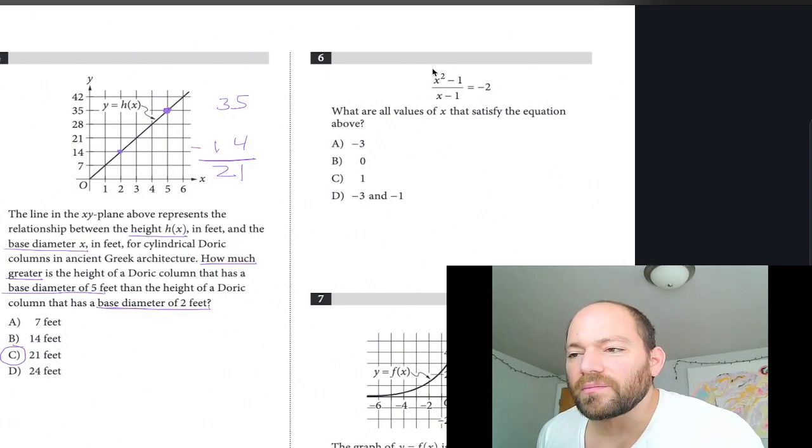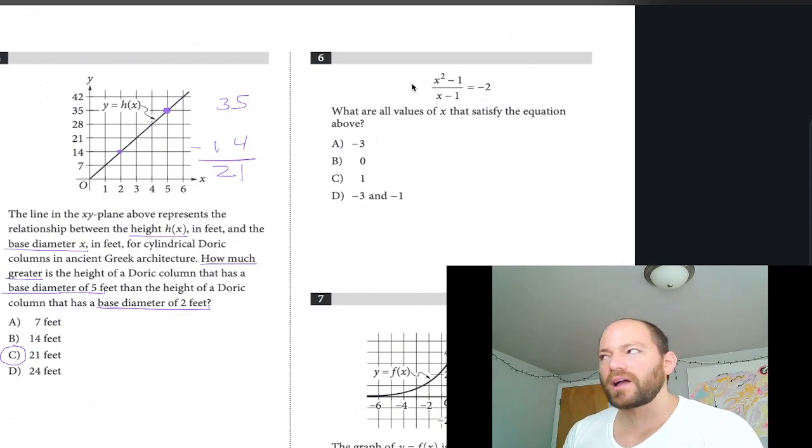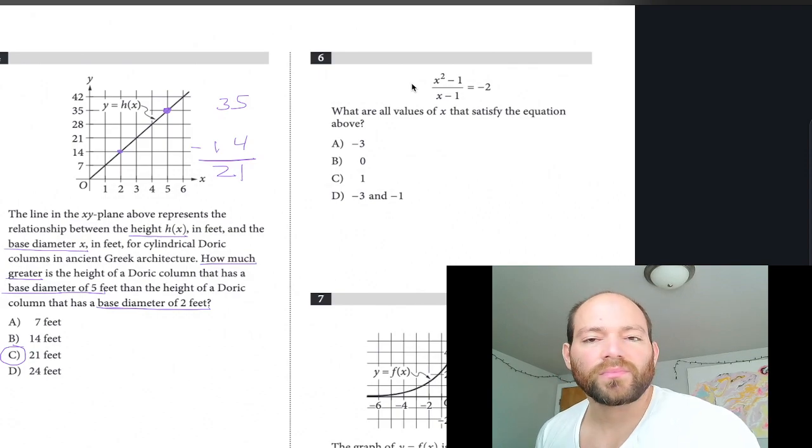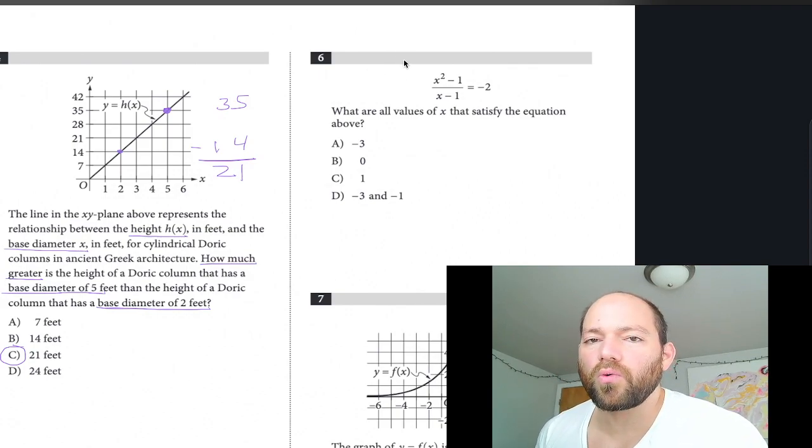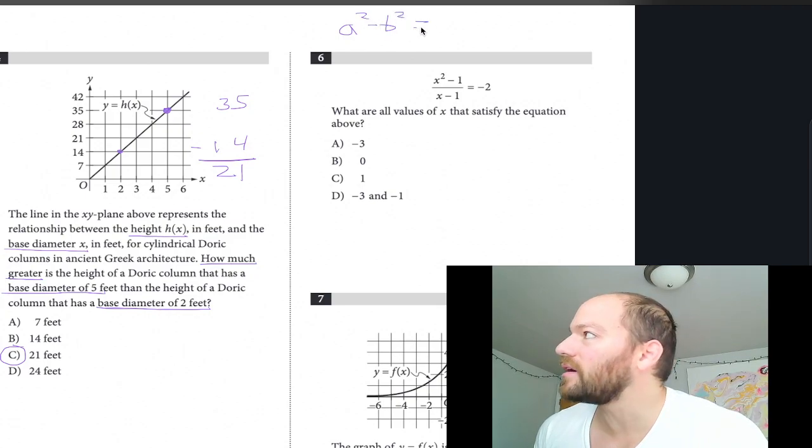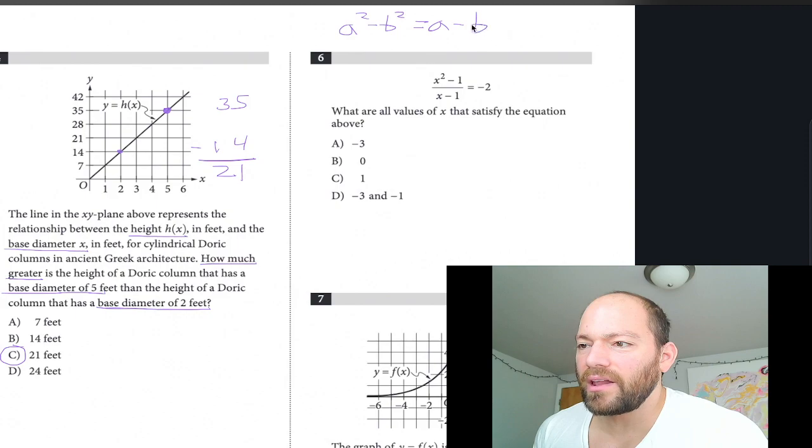When you see something like this up here, x squared minus 1, there's something you should already be thinking about. You know what I'm talking about? It's the difference of squares. You ever hear about this? A squared minus b squared is a minus b times a plus b.